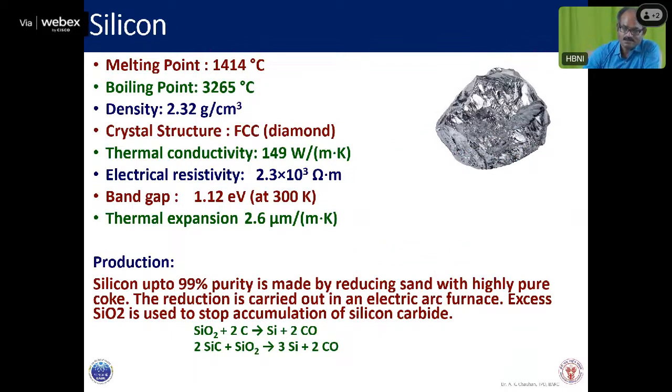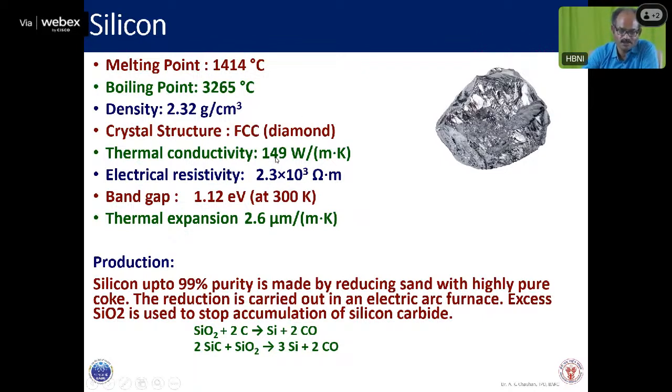We come to silicon. Silicon is an important material used very widely in the semiconductor industry, and it has a melting point of 1440 degrees centigrade. The boiling point is 3265 degrees centigrade. The density is reasonably low, 2.32 gram per centimeter cube. The crystal structure is face-centered cubic. It is actually diamond structure, which is a face-centered cubic structure with the basis having atoms at 0, 0, 0 and 1/4, 1/4, 1/4.